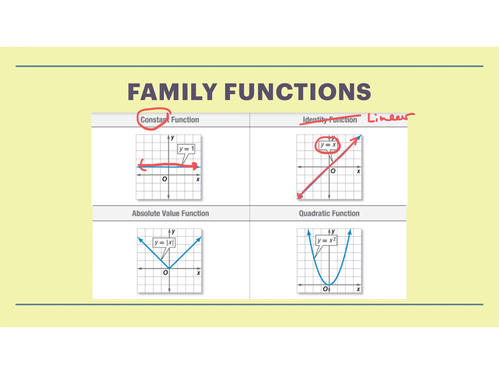An absolute value function always has the shape of a V. So when we have those absolute value bars, our graph has the shape of a V. And then our quadratic function, when we have our x that's squared, our graph is in the shape of a U. So these are our family functions. These are the four main ones.